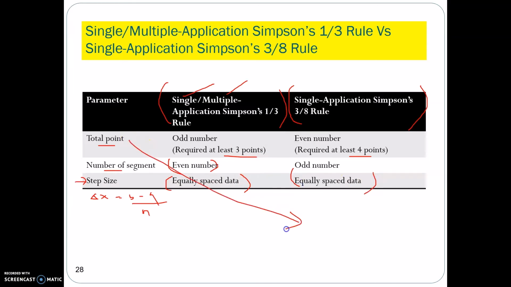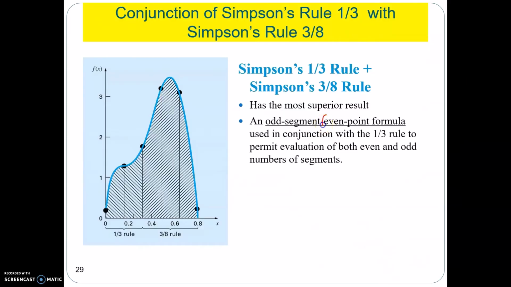What if you have a total number of points, n plus 1, greater than 4 points, and it is an even number? For example, if the total number of points is 6, 8, 10, and so on, in this case, which method should you use to solve the integration? If you have an even number of points, such as n plus 1 equal to 6, 8, and so on, then you should have an odd number of segments.